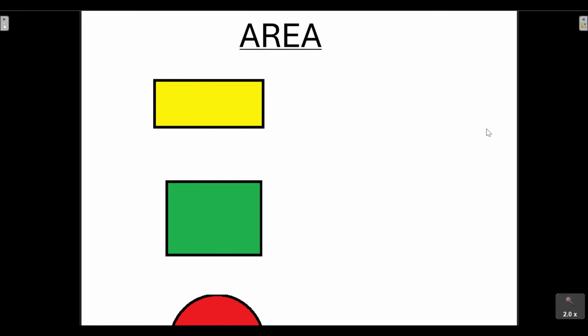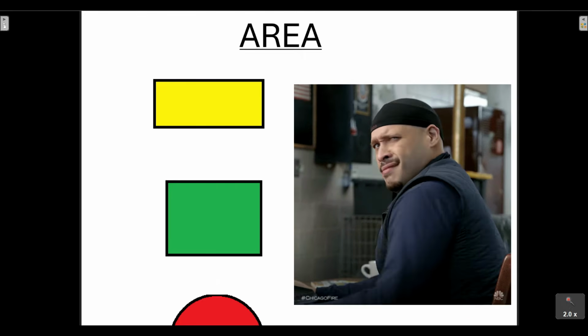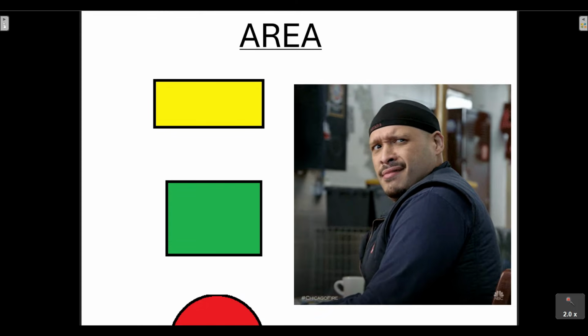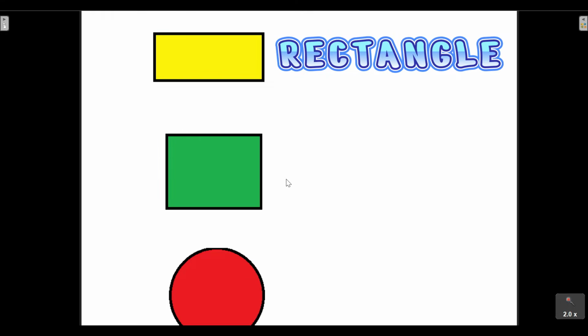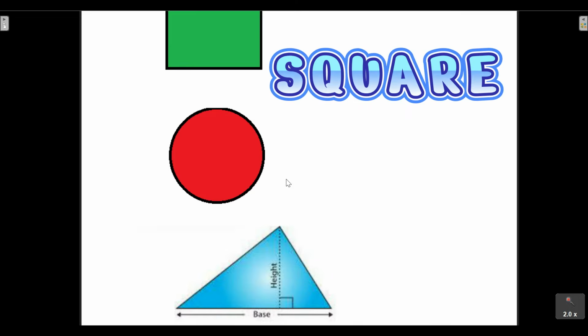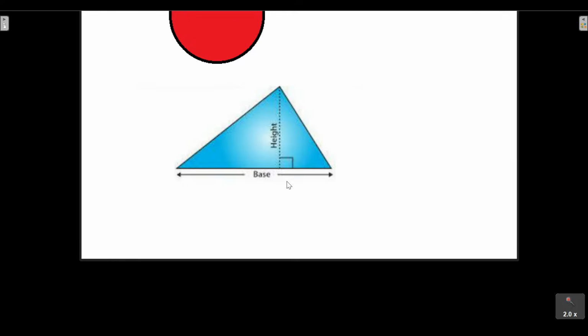So on today's video tutorial, guys, we're going to be having a look at area. We're going to be talking about what is area, how do we define area? And I'm also going to be showing you guys how we calculate the areas of the following shapes: a rectangle, a square, a circle, and a triangle.